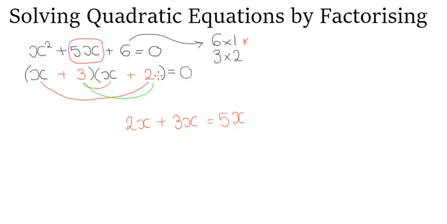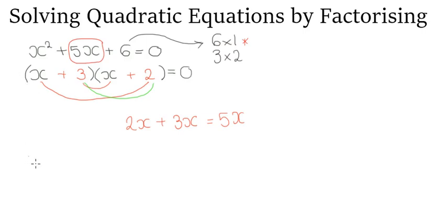Hopefully you can think back now to the first video in the sense that we need to solve this. Remember that these two brackets here are timesing together. So x plus 3 is timesing by x plus 2, and this has to equal 0. Remember that when this is true, in order for a number times another number to equal 0, one of them has to be equal to 0 itself.